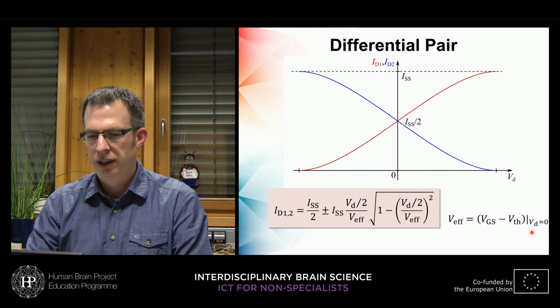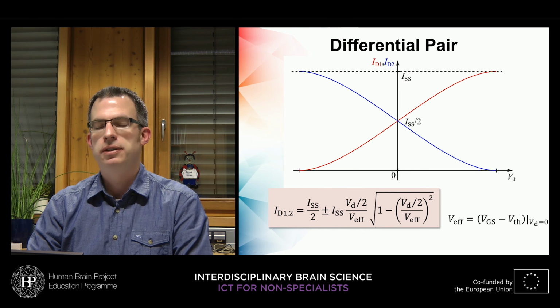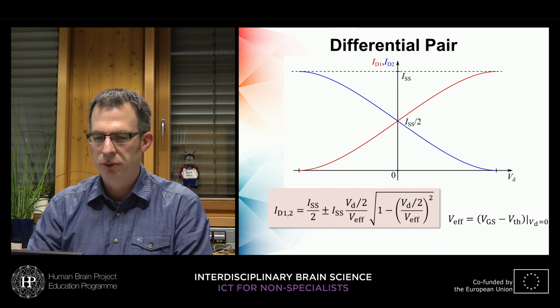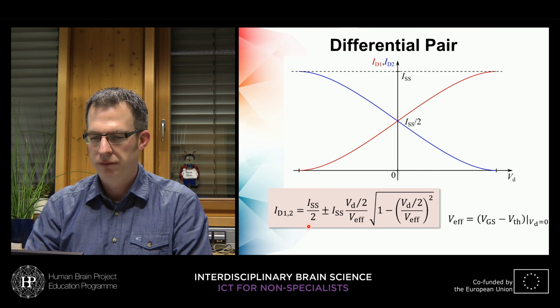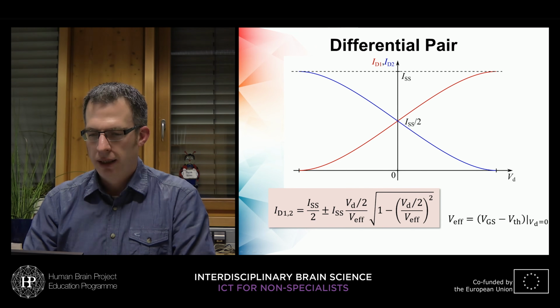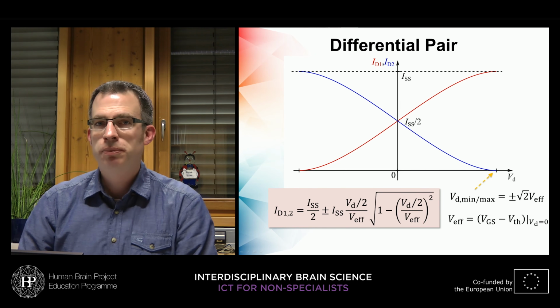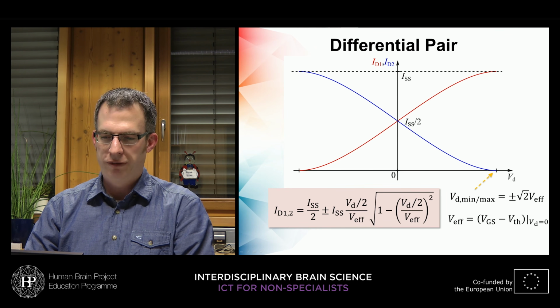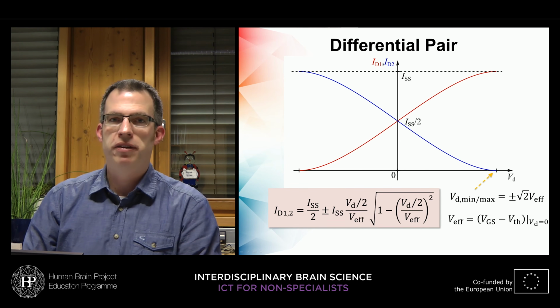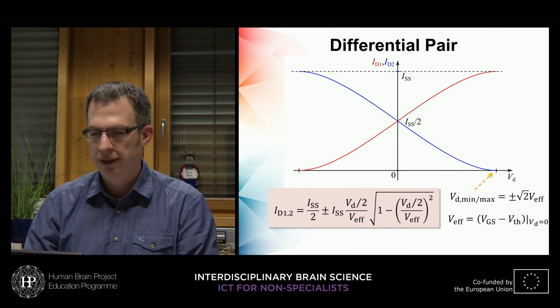Right, what you can also see here is that if the input differential voltage is 0, then the complete term behind the plus-minus sign vanishes and the currents are equal, namely ISS half, which is also expected. Finally, the maximum differential input voltages, plus minus, are the square root of 2 times this V effective. I will not do the math, I'll just give this for completeness.